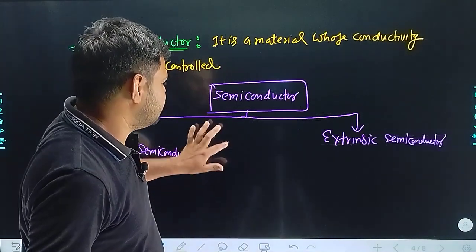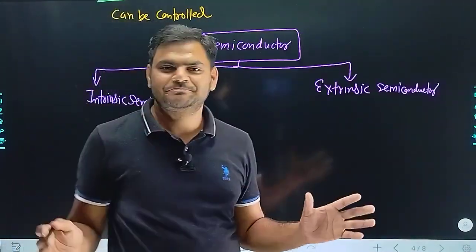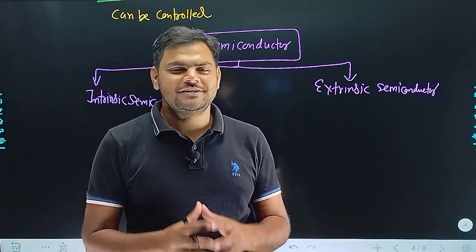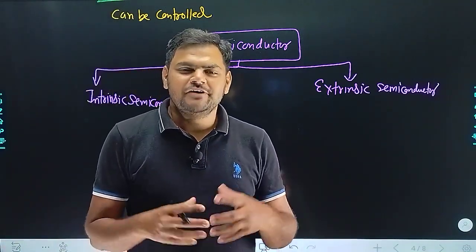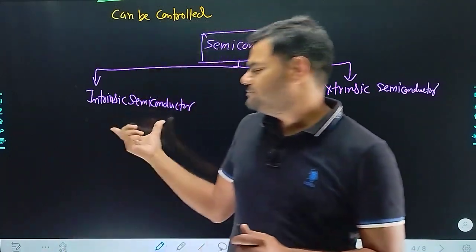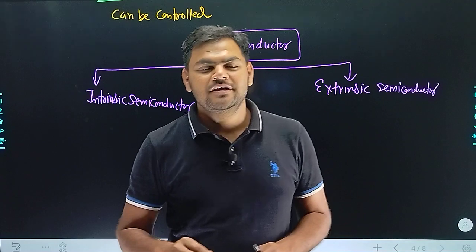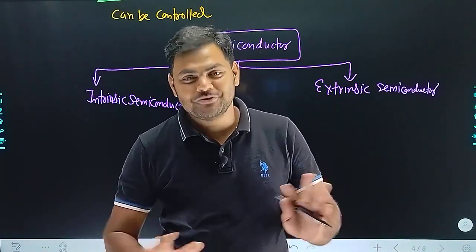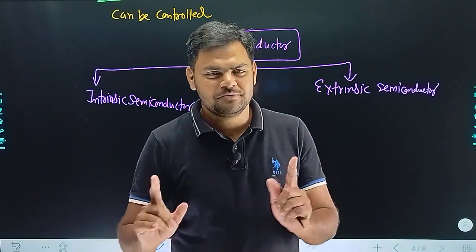So there is nothing like pure material in the real world. We are living in the world of humans, so obviously there is nothing like pure. For a purpose, we consider this intrinsic semiconductor a pure semiconductor. If someone asks you personally whether this intrinsic semiconductor is pure or not, you will say no, this is not a pure semiconductor.